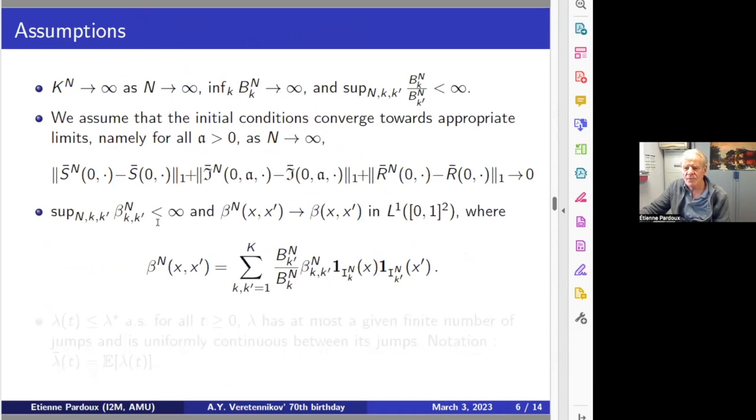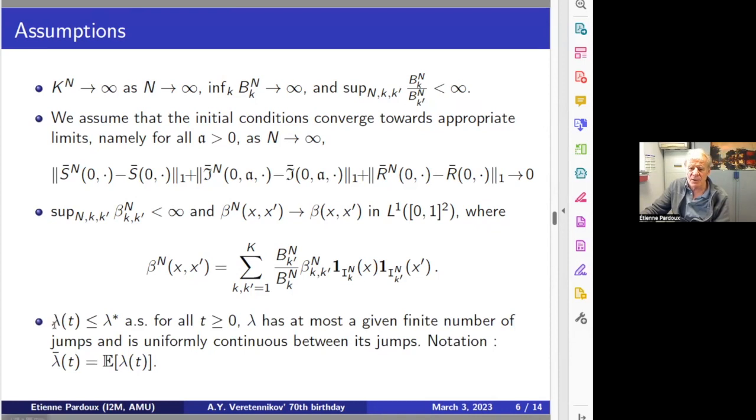So I assume that beta^n(x,x') is essentially beta^n(k,k') times those indicator functions, summed over k and k', but there is in addition this ratio. Maybe I don't want to explain this technical detail. I need this ratio anyway. So assume that those converge in L1 of (0,1) squared.